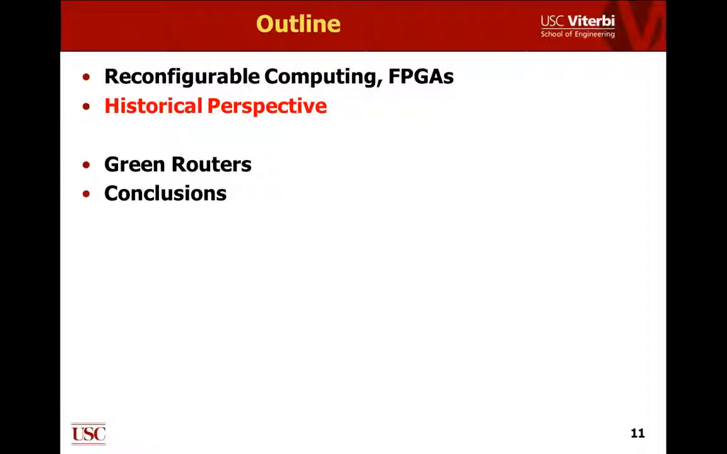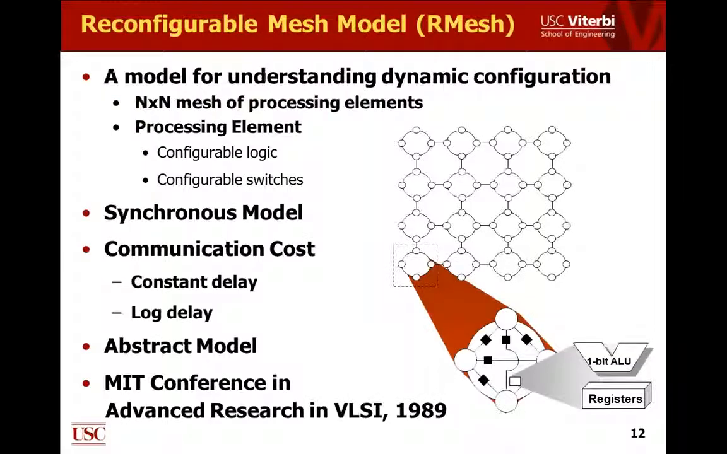So let me switch gears. I would like to take you back to the late 80s, early 90s, when these kinds of devices were not really available, and look at what kind of computational abstractions people were talking about. In fact, we proposed some of the very early models in this area, what we call the reconfigurable mesh model, which was an abstraction of the kind of devices to come. We asked the question: if those devices were going to be available, what could we do from an algorithm design, theoretical perspective?